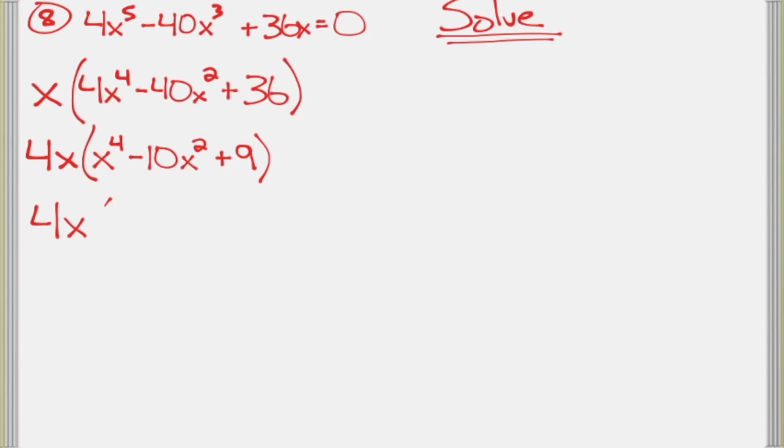Well, it's going to be the same thought process. How do I get x to the fourth? Well, I have to do x squared multiplied by x squared. If it was x squared in the original one in parentheses, we would do x times x. Well, same thought process here.